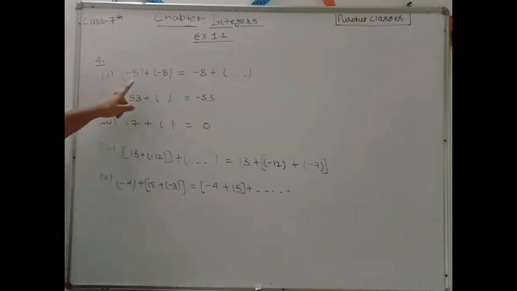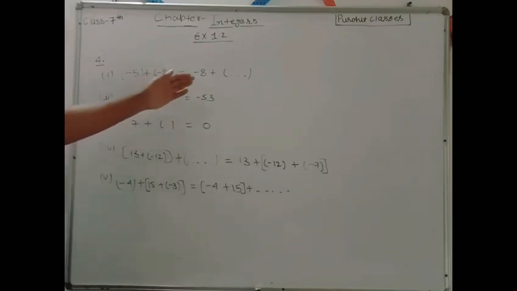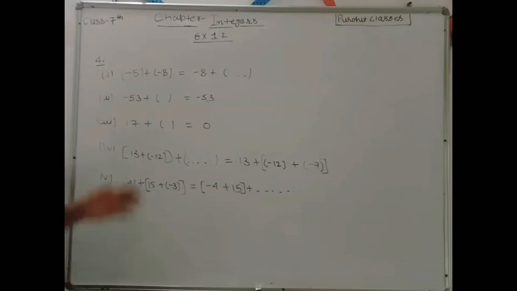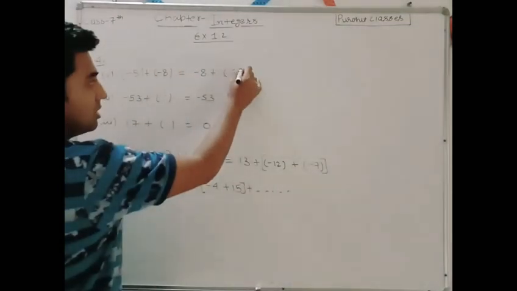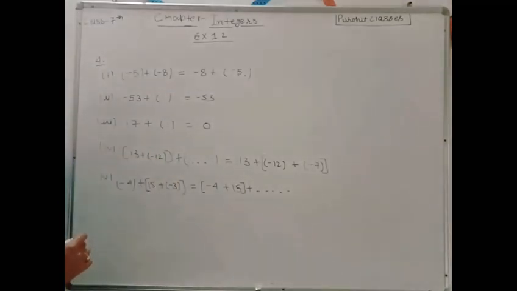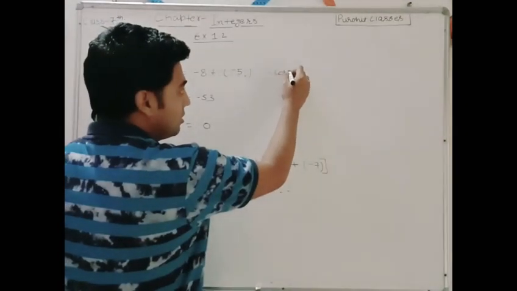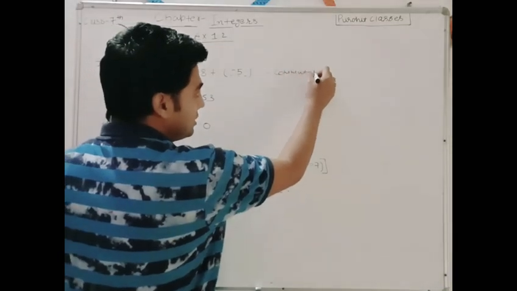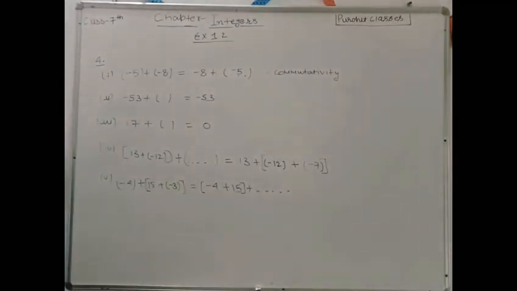Look here, this is a plus b and this is b plus a. The integer which was written on the right side has come to the left side, so to make it true this should be -5. Understood? And this is based on which property? Commutativity. Understood?